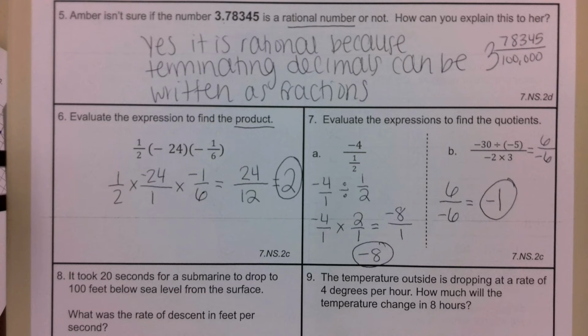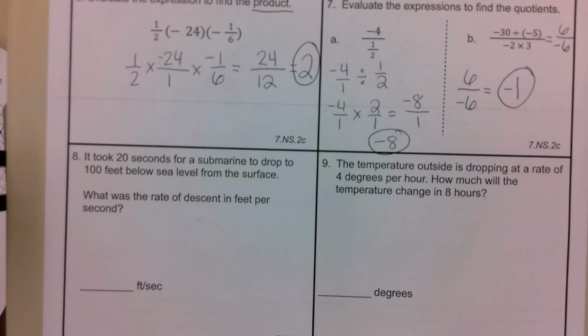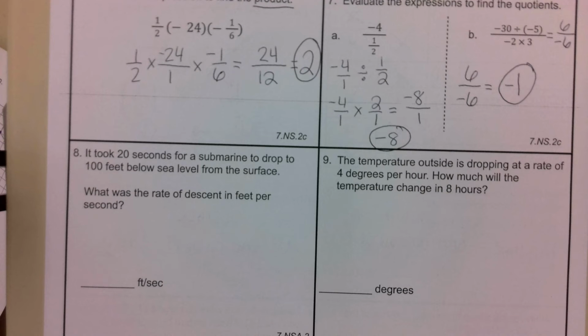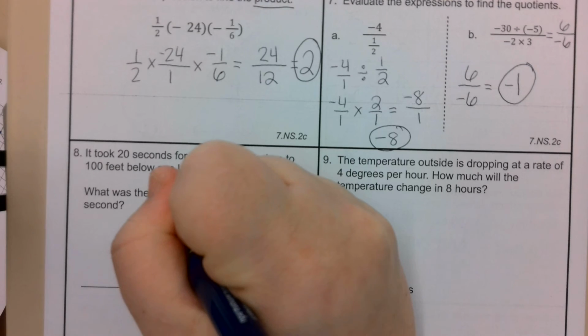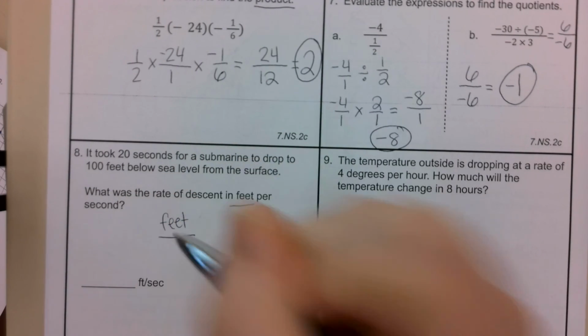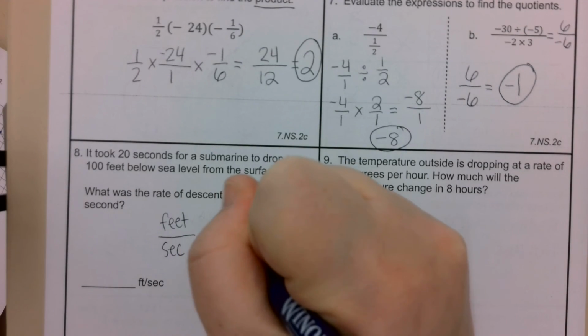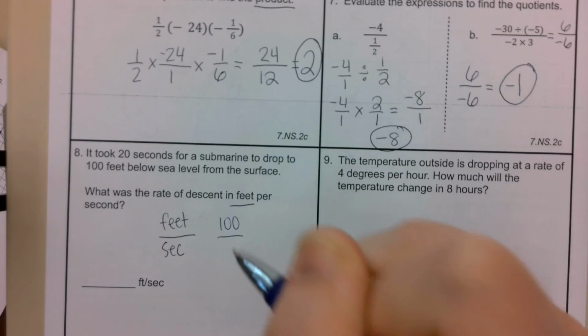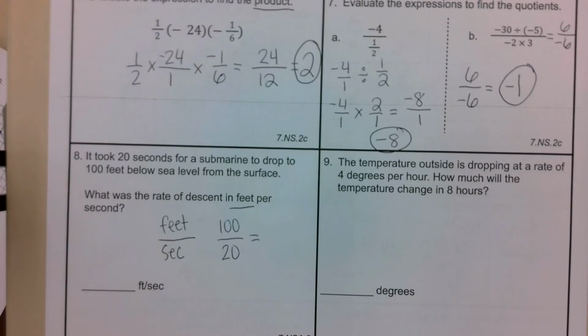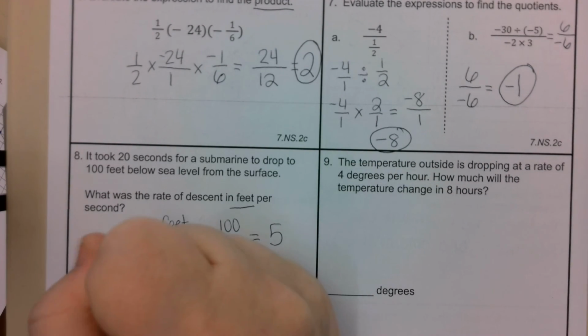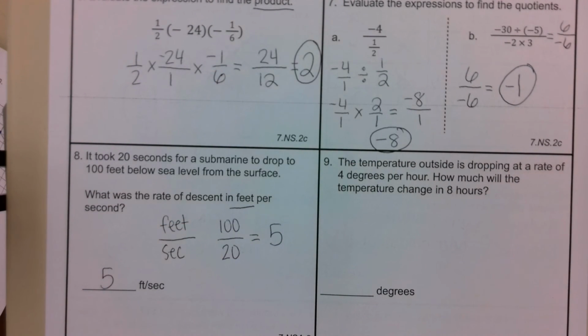All right, 2 more. It took 20 seconds for a submarine to drop 100 feet below sea level from the surface. What is the rate of descent in feet per second? So we know feet comes first because it's on top, and then seconds go at the bottom. So we're going to do 100 feet divided by 20 seconds. And I know 20 goes into 100 5 times. So 5 feet per second.